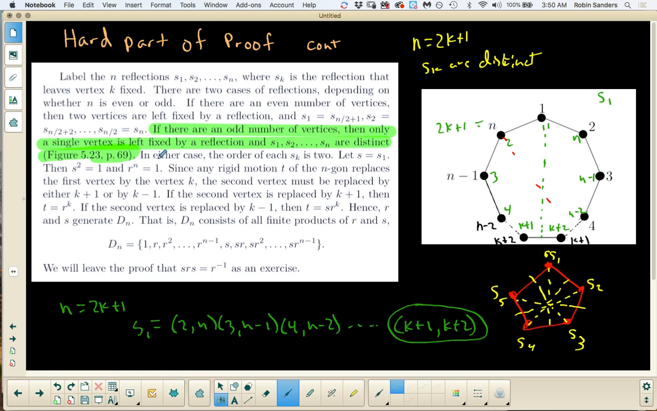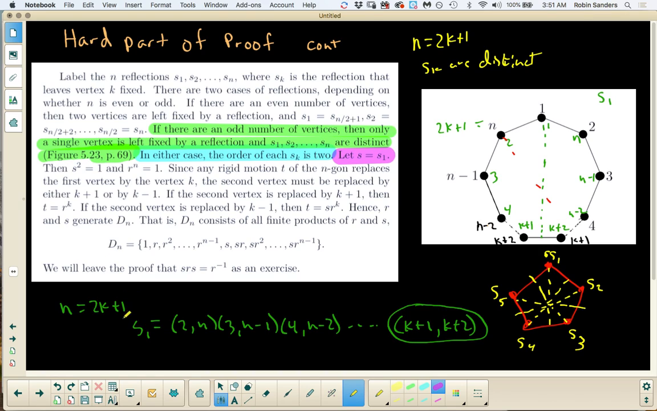And the next statement in this particular proof is really easy. All of these things are flips, so of course the order of each of them is 2. You flip a flip, you do a flip and you do it a second time and you get back to where you started from. And then the next thing that the author says is we're going to let S be S1.